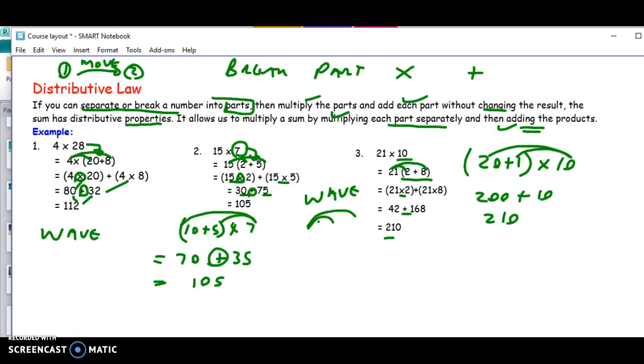law. It's up to you now to go and study the law itself, memorize it, remember the name. You must be able to know what distributive means. It's to break up in parts, then to multiply using the wave method, and then to add. So we break it up in parts first to make it easier for us to do this without a calculator.